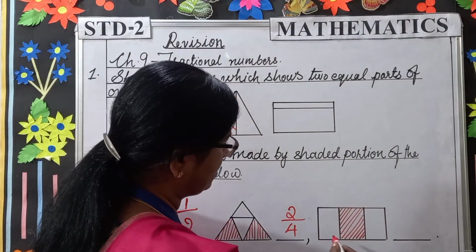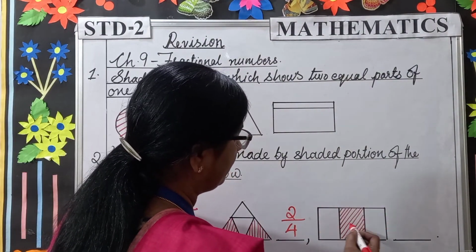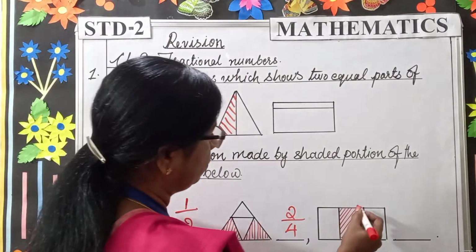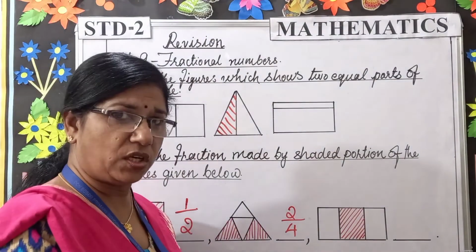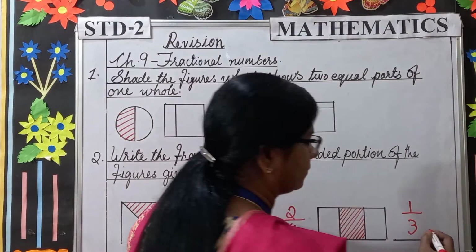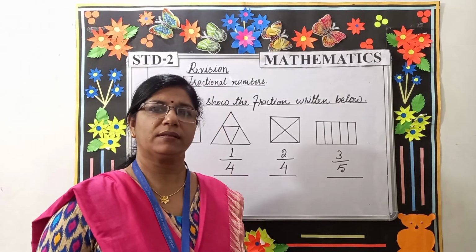Next one is, let's see, the whole is divided into 3. 1, 2, 3 portions. Now the shaded part is only 1. So what will be the fractional number, children? It will be 1 by 3. Now let's do the third question.